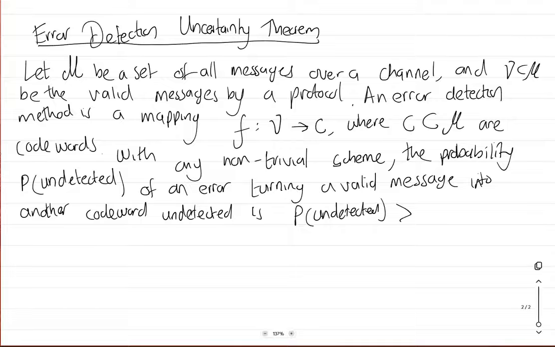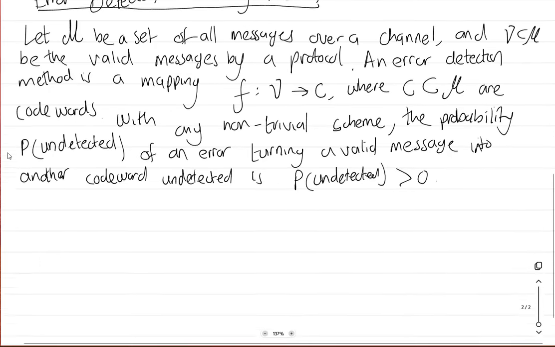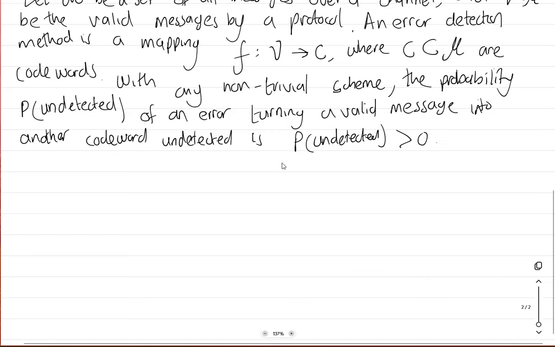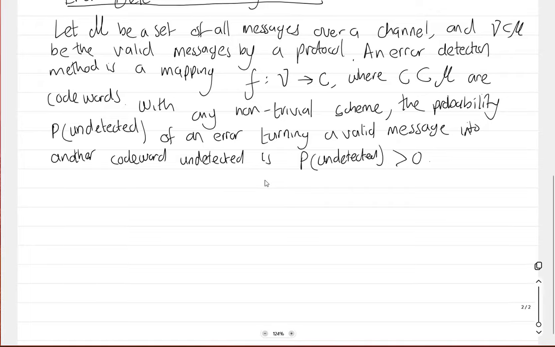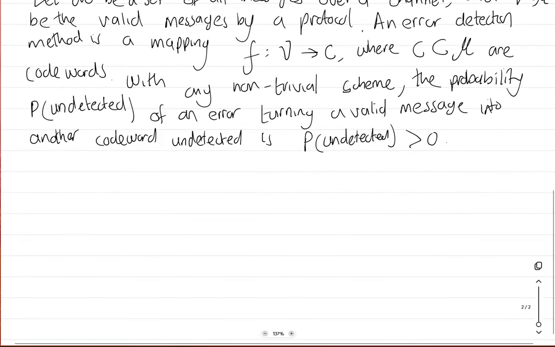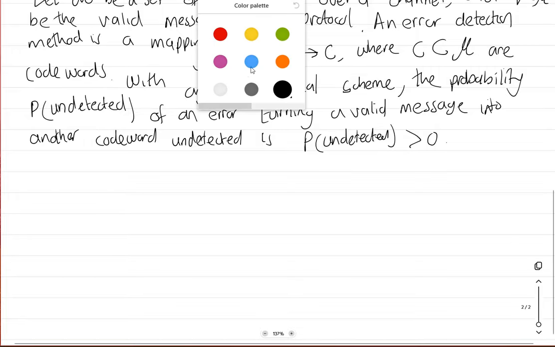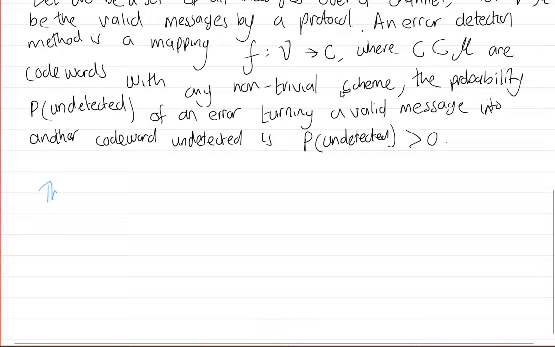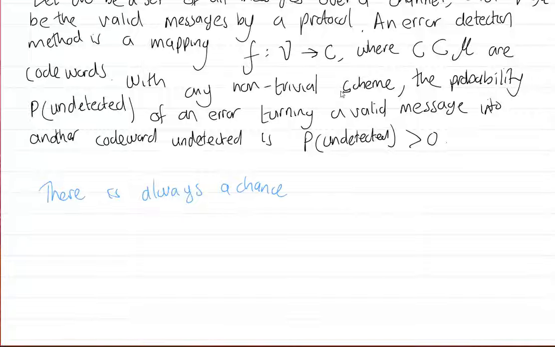This is not 0. Okay, so this is the theorem, and it basically says that the probability of a message going undetected is always positive. There's always a chance. I'll write this in a different color pen. So there is always a chance, a non-zero probability.